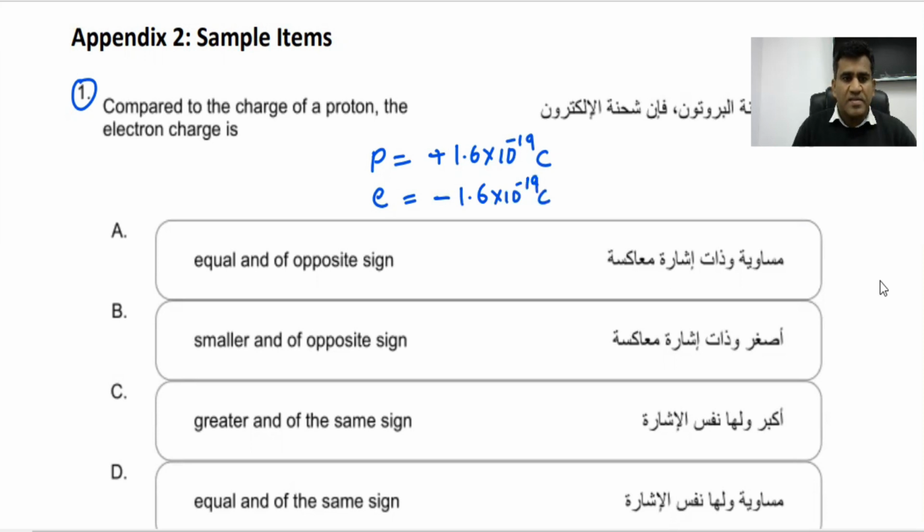So the question is asking us, compared to the charge of a proton, the charge of an electron is. You can see that compared to the charge of a proton, the charge of an electron is negative. So I should go with equal and opposite in sign. So they are equally charged, but opposite.